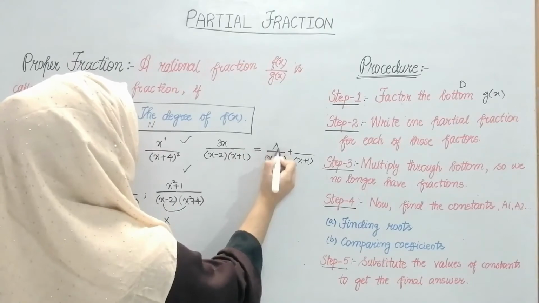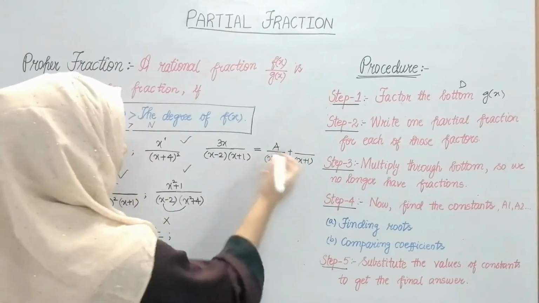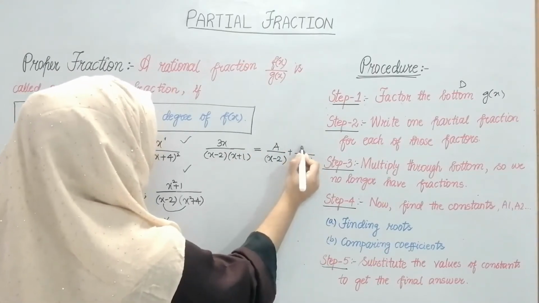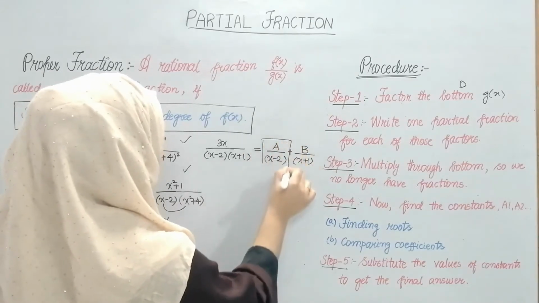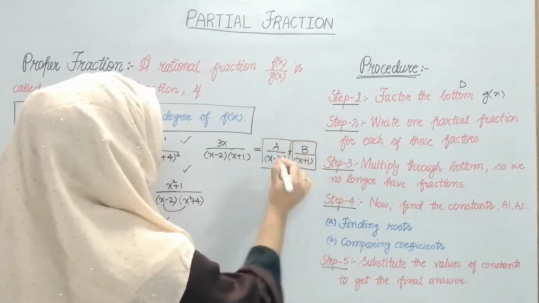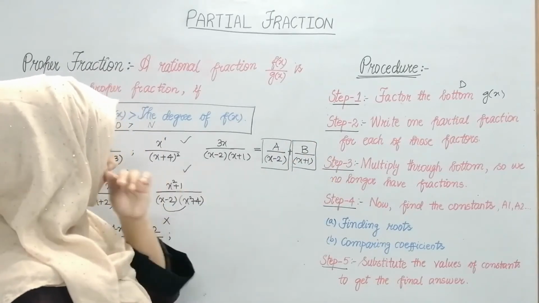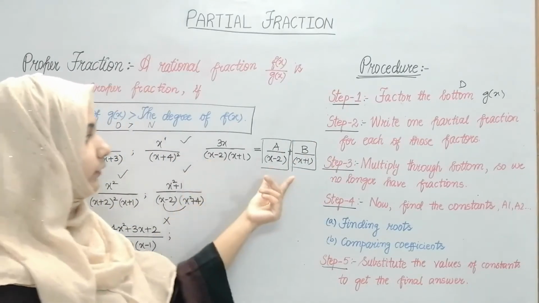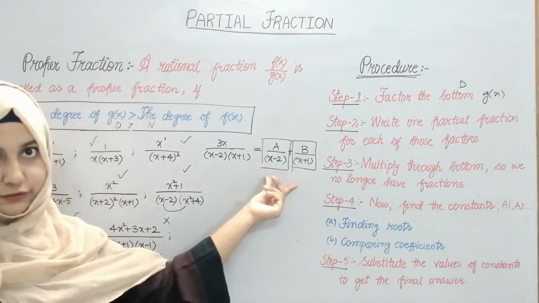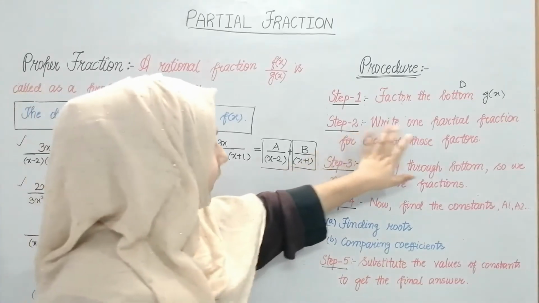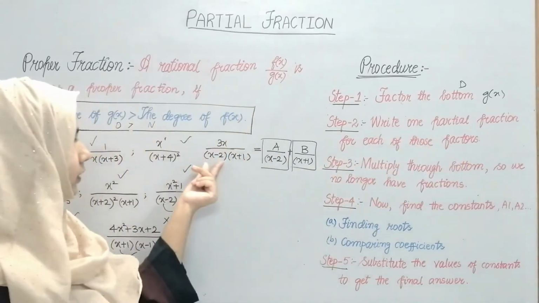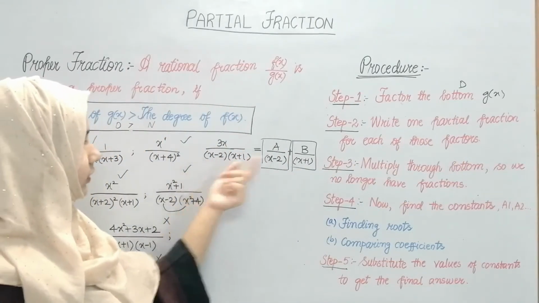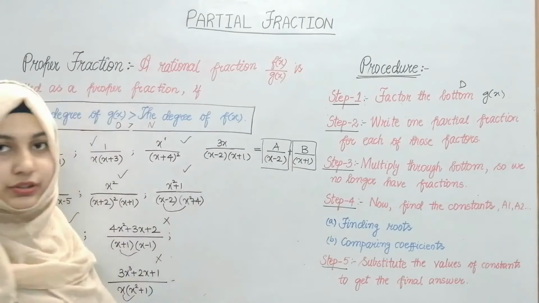How will I write it? Here I'll get a constant. I don't know the value, right? So I'll have a constant here and another constant here. So this is one partial fraction and this is another partial fraction. This is because we have got two different factors, so we will have two different partial fractions. Write one partial fraction for each of those factors.